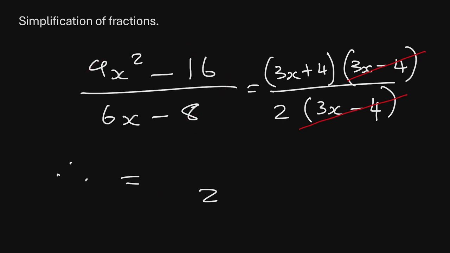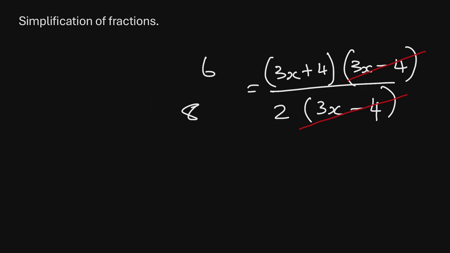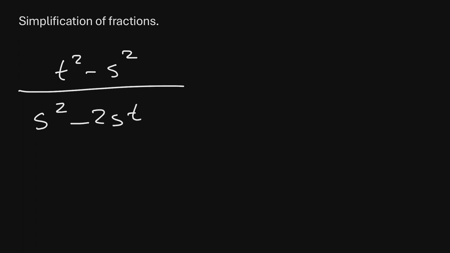Now remember, feel free to pause the video and try the problems yourself. Let's say we have t squared minus s squared, all divided by s squared minus 2st plus t squared. The first thing that you do, we look at if we can factorize at the top, and then we also look if we can factorize at the bottom. At the top, what we have is a difference of 2 squares. So this means we can simply factorize that. So let's factorize at the top.